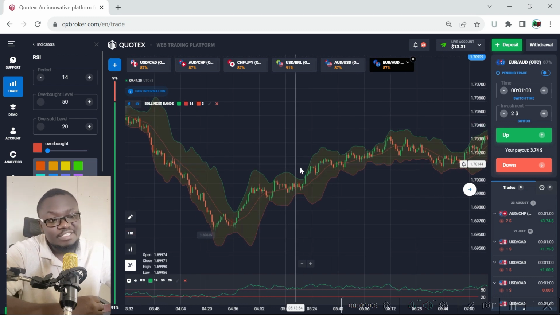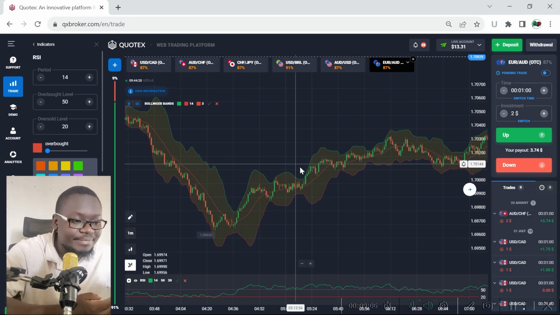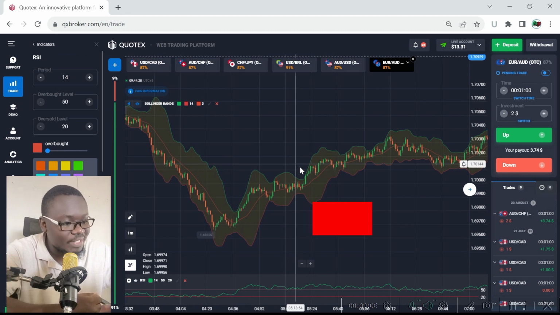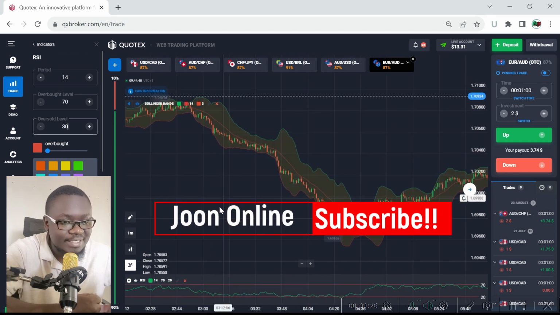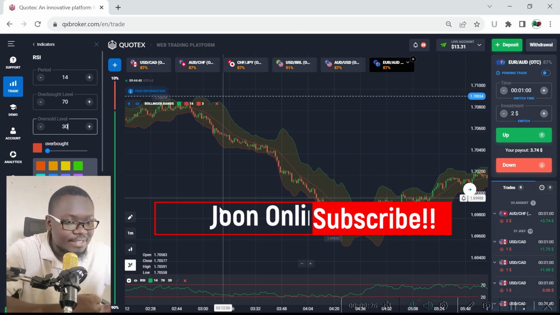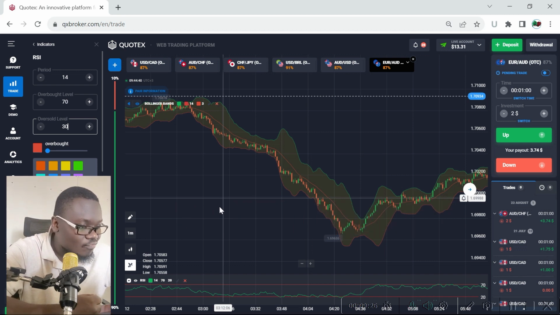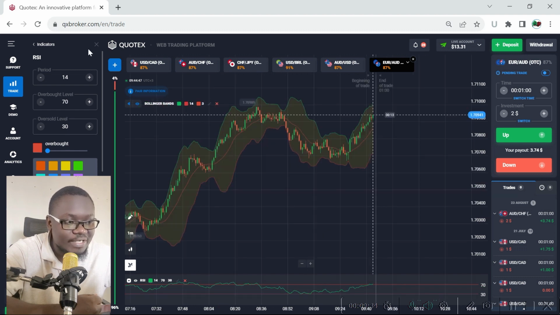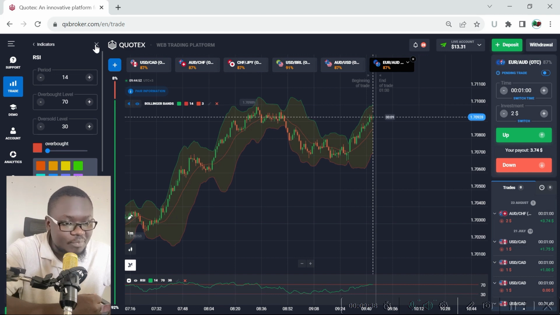So the disadvantage of doing that is only one: you will get a lot of signals that may not be accurate, and that will be entirely up to you. So I'd recommend that we just leave it at 70 level and leave it at 30 level, and instead of relying fully on the RSI, then we also add the stochastic indicator to help us with picking the reversal points.